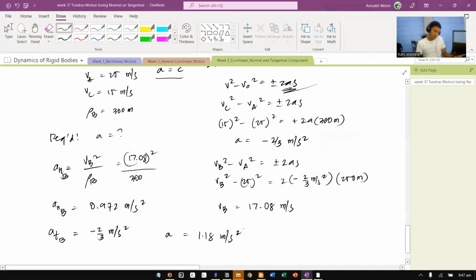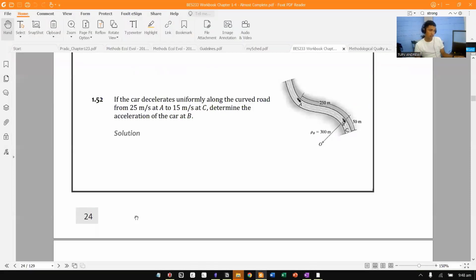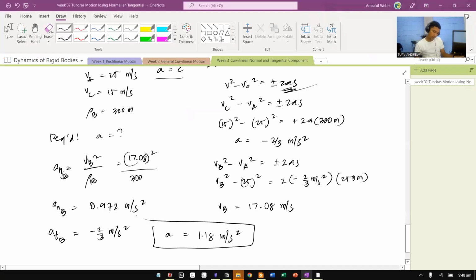But again, we cannot know the orientation in space, only the magnitude. The best we can do now is this: 1.18 meters per second squared. That's the acceleration of the car at point B. We don't know the direction.